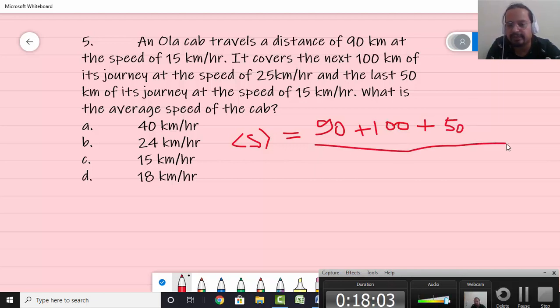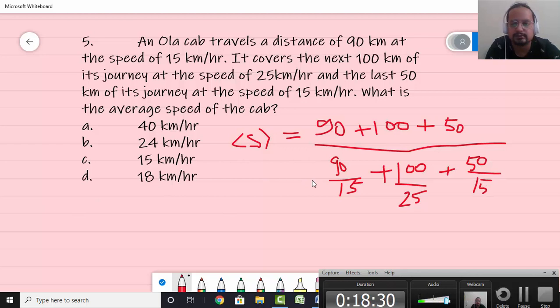So what is the formula for time? Time is distance by speed. So the first part, what is the distance? 90. And what is the speed? 15. Okay. For the second part, the distance is 100. And what is the speed? It's pretty simple. It's formula based. Speed is 25. The third part, the distance is 50, and the speed is 15. So all you needed to do was put these values and then solve it.